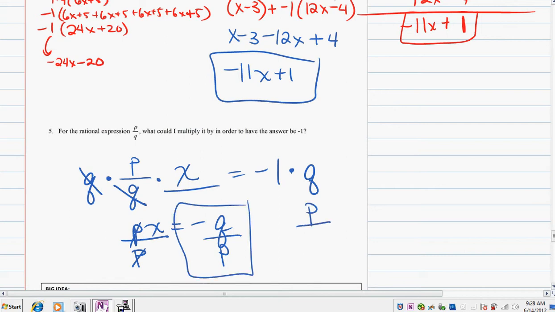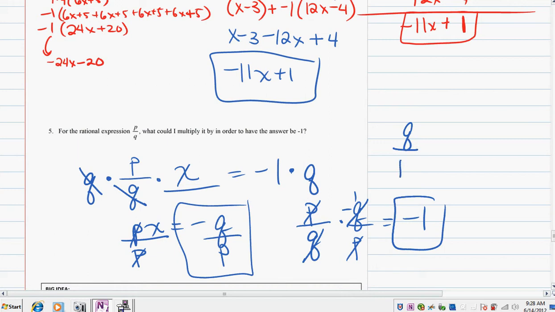So if you think about this, p over q times negative q over p, the q's divide out, leaving me just a negative 1. The p's divide out, so I just have negative 1, which makes sense. Now this quantity, q over p, as it relates to p over q, these are known as reciprocal quantities.